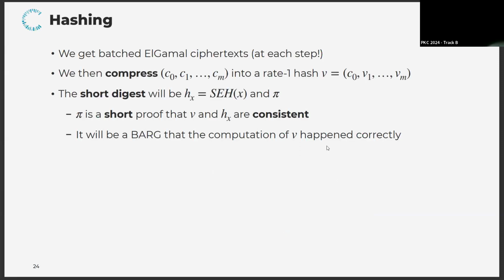Then we compress this ciphertext into our rate-1 ciphertext. What we need to add is that the small hash, the SEH of x, and this rate-1 ciphertext are consistent. We do that by computing BARGs that all the steps in this computation have been carried out correctly.